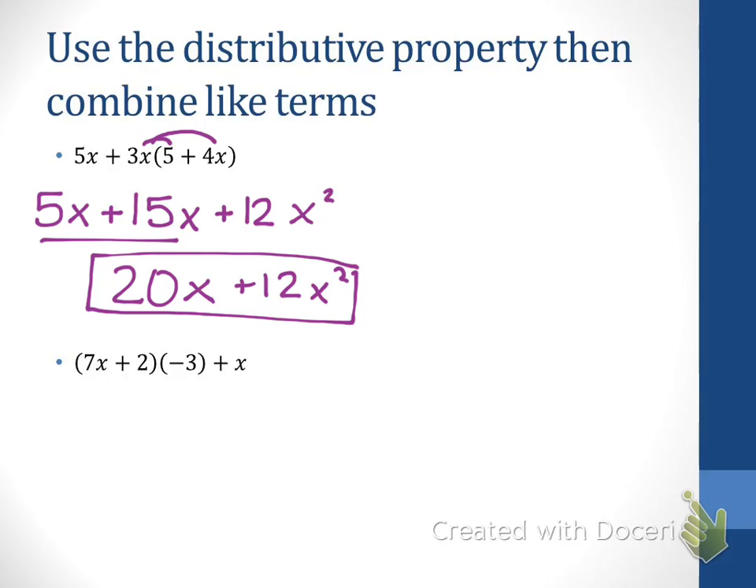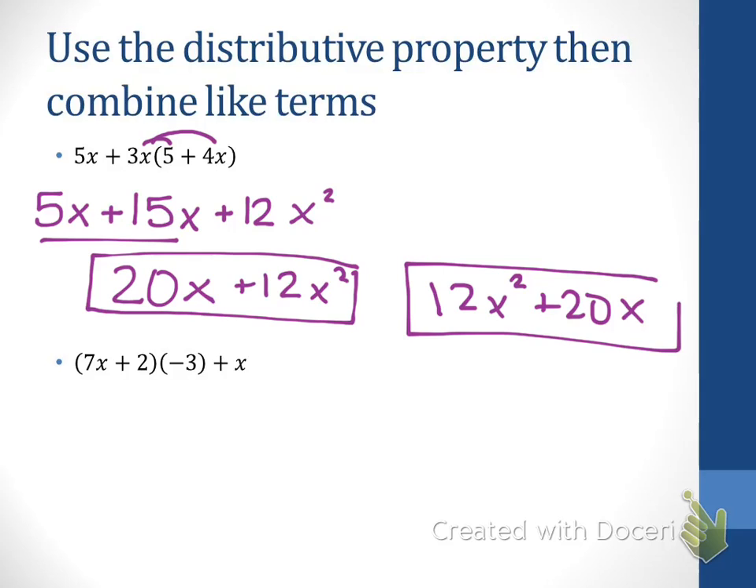Now, technically, the correct way to write this would be 12x squared plus 20x, because that's standard form. The largest exponent comes first. I probably won't count off, though, on your test if you don't write it like that. Okay? Next problem right here.